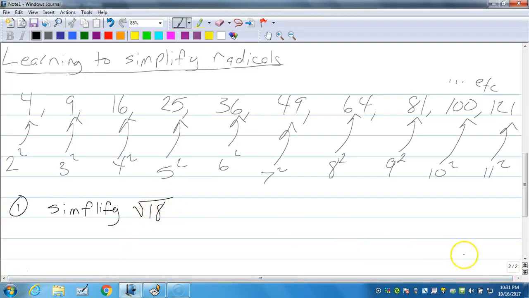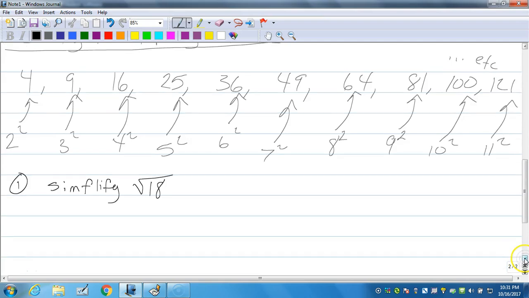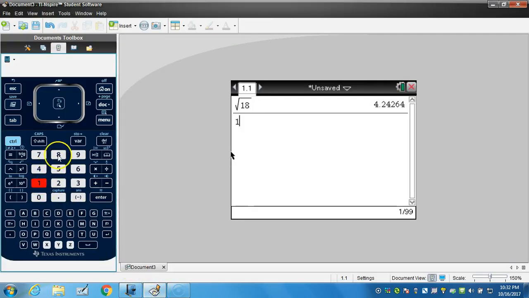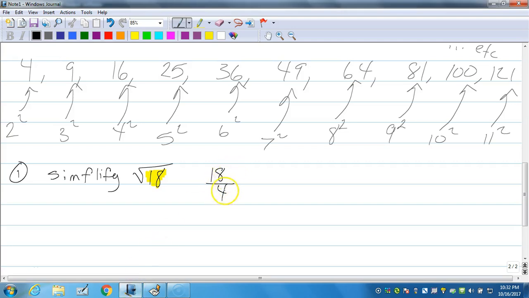So, 18. You take the number 18, and you start dividing by these numbers until you find one that works. So, 18. I'm going to divide that by 4 first. Can 18 be divided by 4? 18 divided by 4. Now, it gives me a fraction. I don't want a fraction. So 4 didn't work. So we go to the next one.